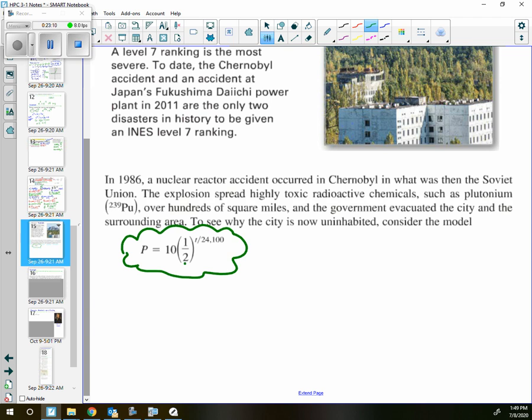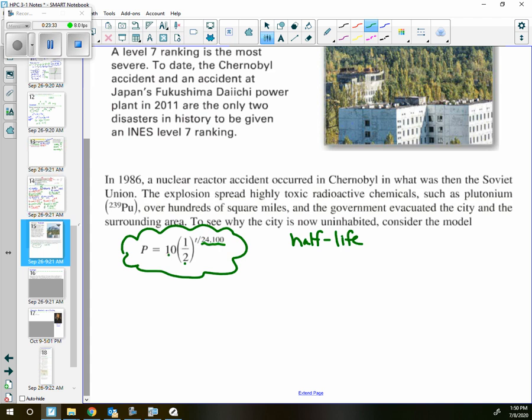Now the problem for Chernobyl and other places is the half-lives of these things are ridiculously long. If you take a look at this 24,100, that is the half-life for this plutonium. So that means it takes 24,100 years for half of the material to decay. So think about how long that's going to be.